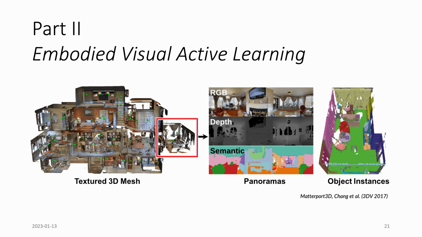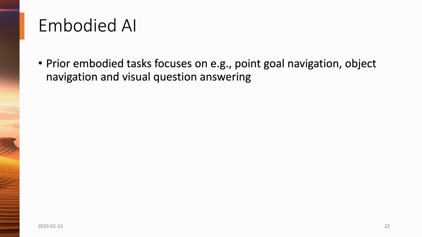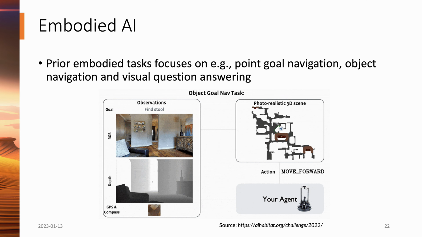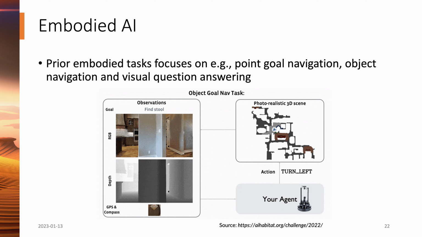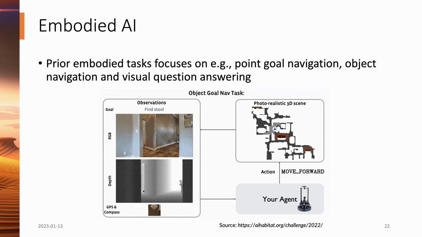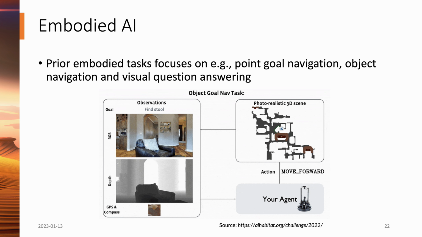Now let's move on to the second part of the thesis, which is on embodied visual active learning. Recently, there has been a surge in embodied tasks in computer vision. The shared property is that they study the development of intelligent agents that act with a simulated physical body. For example, an embodied agent may be tasked to navigate a simulated house using image and depth as input, with the goal of finding an object such as a stool in the example below.